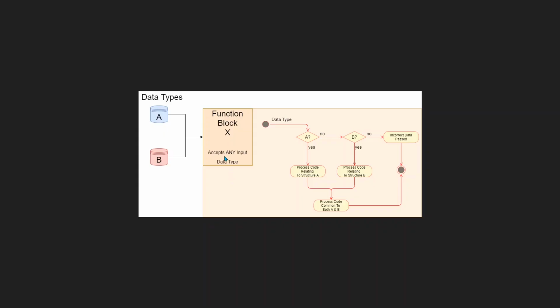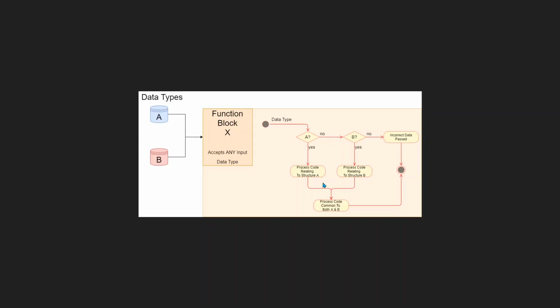When they're passed to that interface, it goes through this following process on the right hand side here, which is: is the data type A? If it's not, then is the data type B? If it's not, then it's the incorrect data, and the function block stops there. If it is A, then we process code relating to structure A. If it's B, we process code relating to structure B, and then both of them end up doing common code, things that reside in both A and B, before finishing the function block.